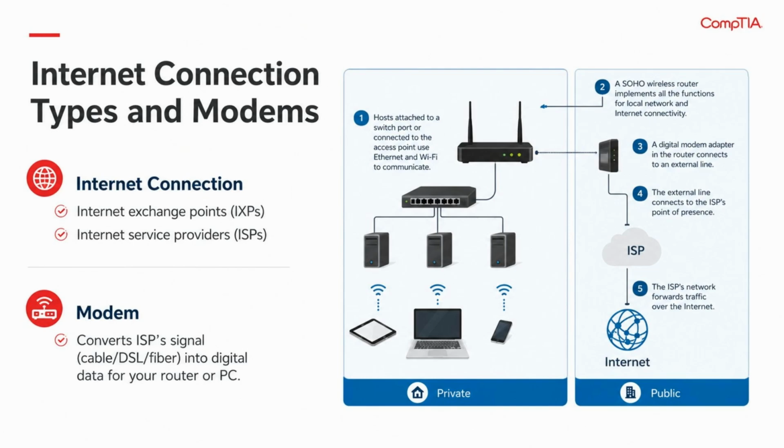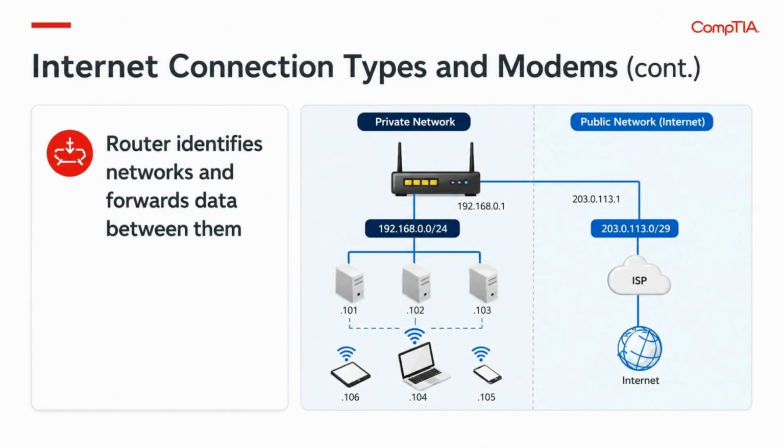An internet connection typically involves Internet Exchange Points, or IXPs, and Internet Service Providers, or ISPs. The modem converts the ISP's signal, cable, DSL, or fiber, into digital data your router or PC can use. Think of an IXP like a train station. Instead of every train going directly to every destination, they meet at the station so data can switch networks and reach its destination faster. Continuing on modems, the router is what identifies networks and forwards data between them, acting as the traffic manager between your local network and everything beyond it.